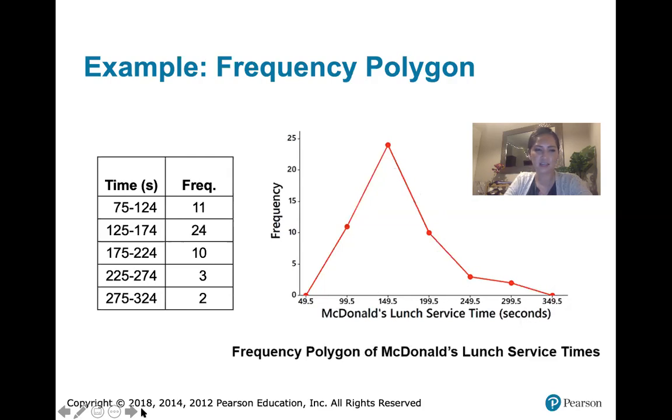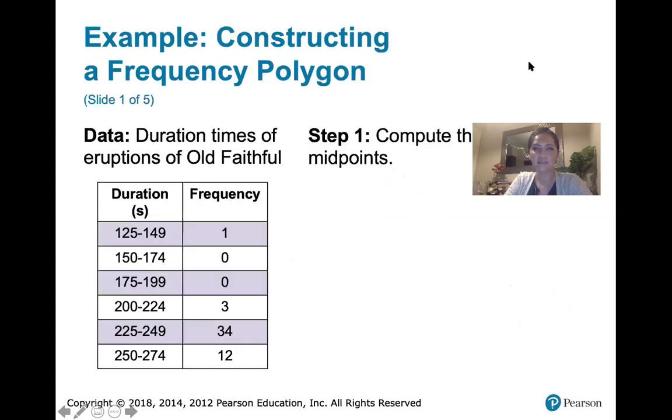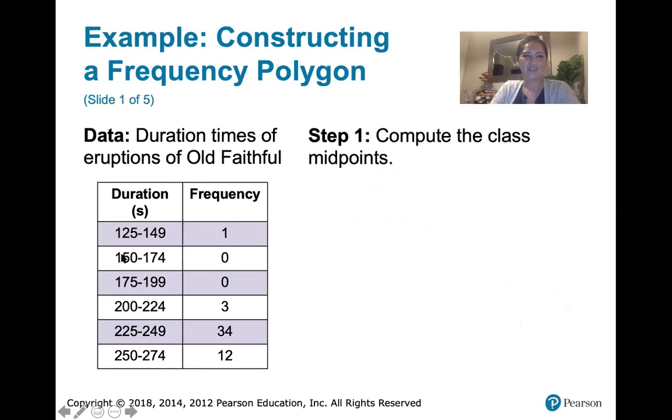Okay, so let's look at an example. I'm going to go back to that old data set of duration times of eruptions of Old Faithful, and we're going to construct a frequency polygon. So the first thing we would do is compute the class midpoints. So I'll take the 125 and the 149, I'll add them together and divide by 2, and I get 137.